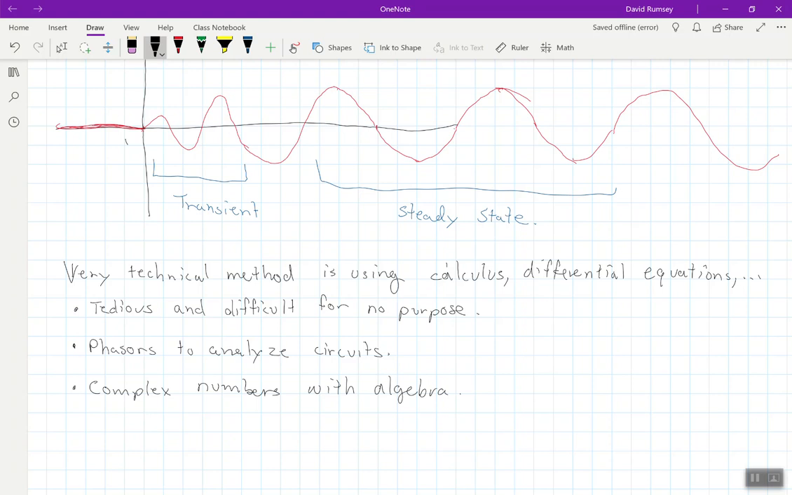All right, so let's end this video here, and in the next one we'll start talking about phasors and how we can look at what the phasor is for a voltage source or a current source, and then what the phasors are for the different circuit elements.